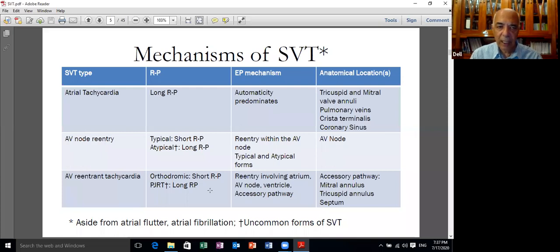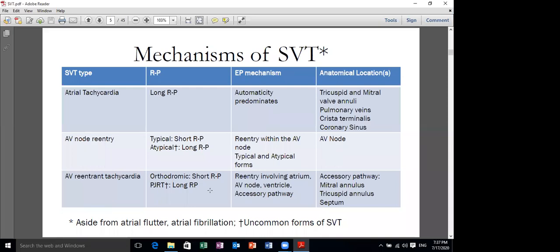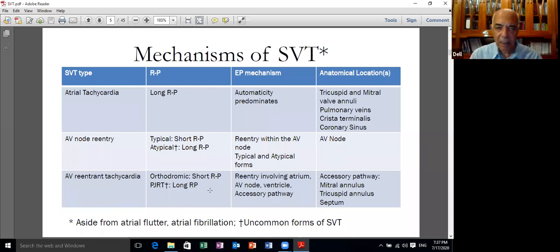In AV nodal re-entry tachycardia, there are two types. The typical one is associated with a short RP tachycardia, and I will explain that. And the atypical is a long RP tachycardia, and this is due to re-entry around the AV node. Remember that the AV node does not contain the circuit which is responsible for the supraventricular tachycardia. It's the region of the AV node.